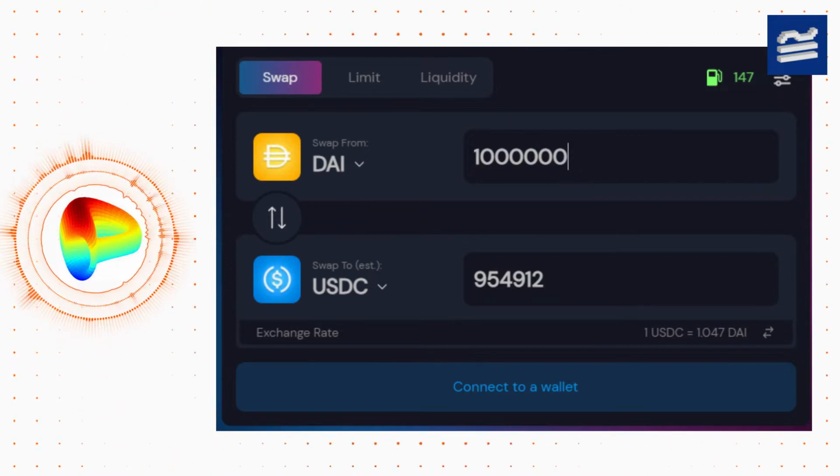Alternatively, on SushiSwap, you'd lose 4.51% to slippage and would only get $954,912, a $45,088 difference.